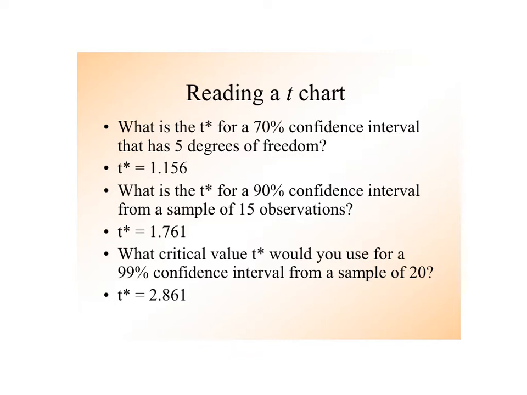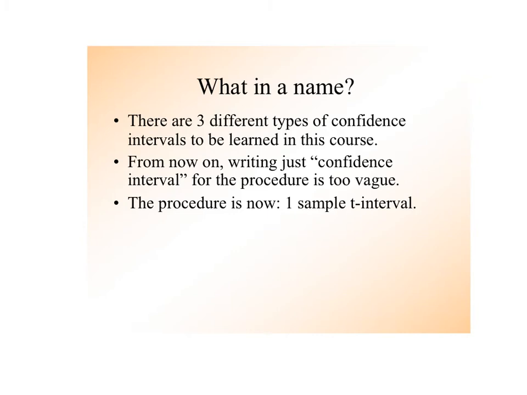Okay. The last thing I want to mention is another change that happens, which is the naming of the interval. So we've seen 3. This is our third interval. And I think there's 3 different ones to be learned. I'm thinking about when we deal with 2 samples. That's in the next lesson. What happens if we have 2 samples?